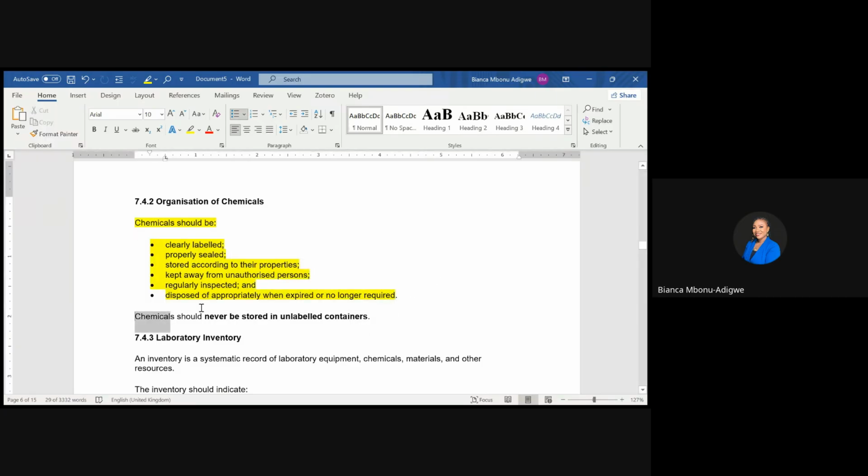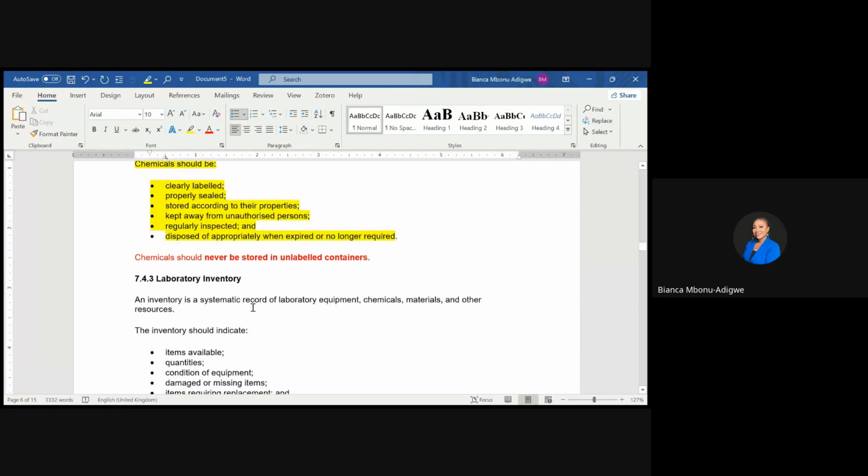Remember, chemicals should never be stored in unlabeled containers. I'm saying this whether you're going to be a teacher or not. You might be in a position where you are going to tell somebody this thing. Please, chemicals should never be stored in unlabeled containers.